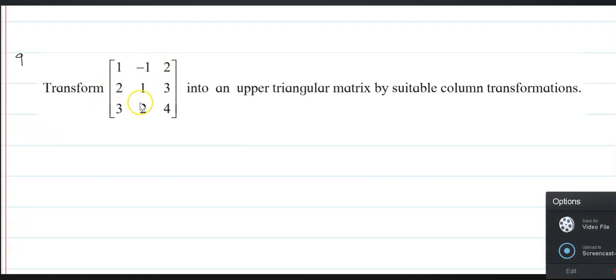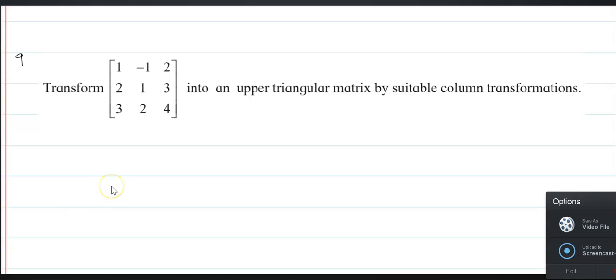Transform the matrix 1 minus 1 2, 2 1 3, 3 2 4 into an upper triangular matrix by suitable column transformation. That is, we'll make these 2, 3 and these 2 a 0, but by using the column transformation. For that, first of all, my operation is that I will make this 4 a 1. By using this 1, this 2 will become 0, this 3 will become 0. Then whatever the element will be here, make this 1. Then whatever the element will be here, make it a 0. Then we will get our required result.